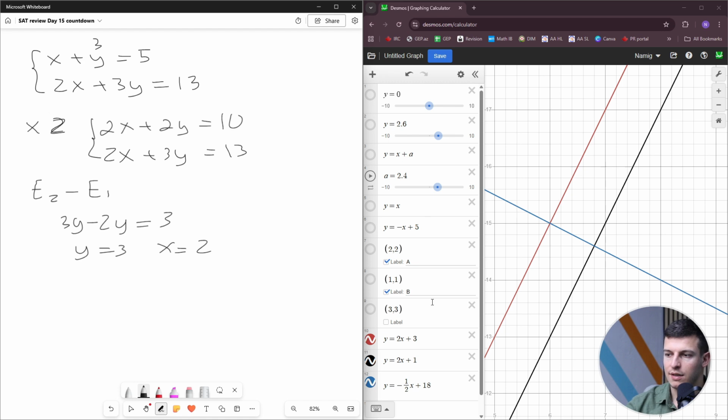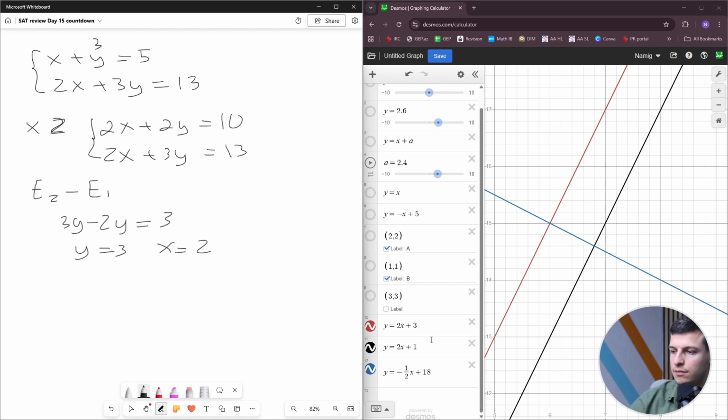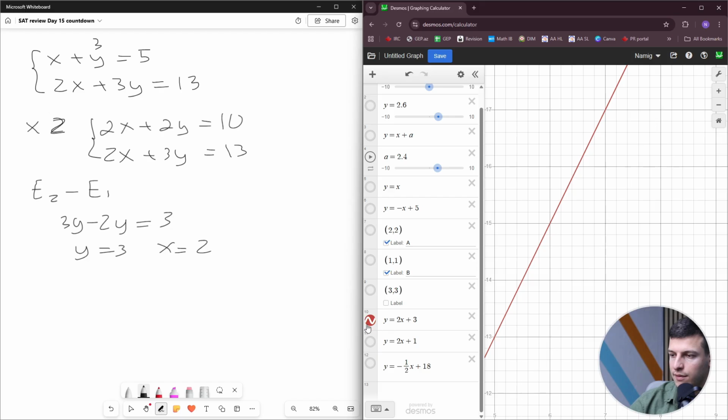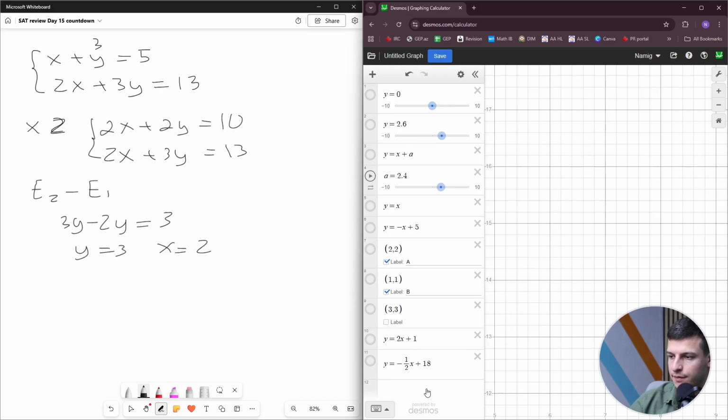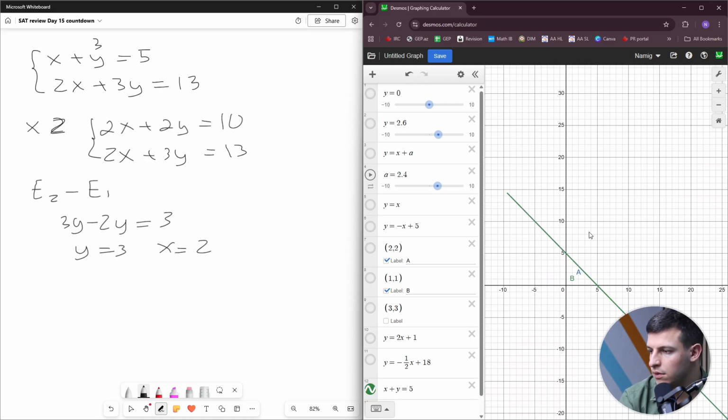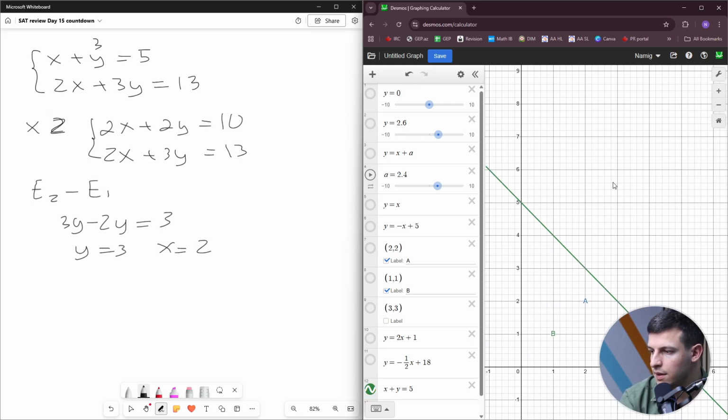But how can we use the graph? Let's see. I'm going to turn these ones off. Come on. Doesn't allow me for some reason. Okay. Let's see. x plus y equal to 5. There you go. That's line 1.